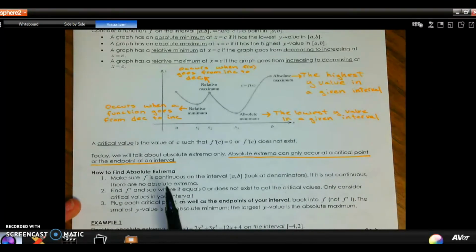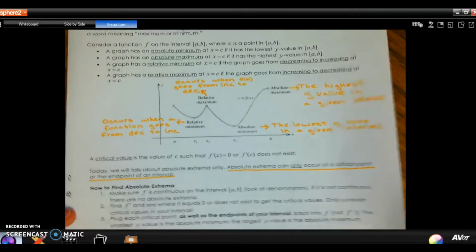Once we determine that it's continuous, then you're going to take the derivative and see where the derivative equals 0 or where the derivative does not exist. Those are called your critical values. Then you're going to go back to the original and plug in the critical values as well as the endpoints and look for the highest and lowest values. That's how you're going to get them.